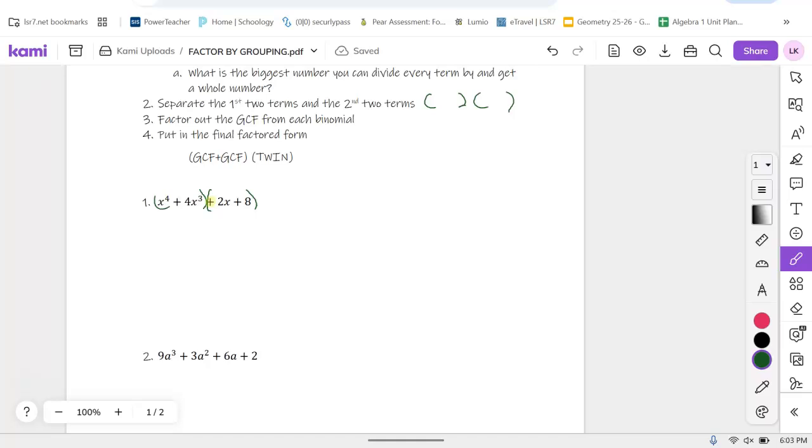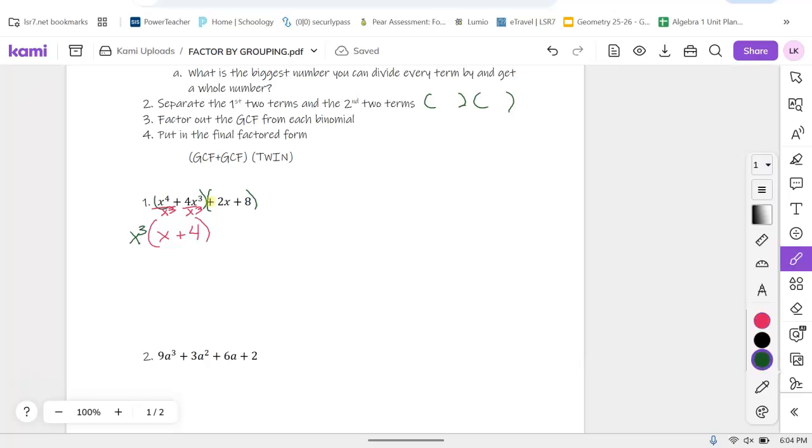So I'm going to just look at the first binomial. What is my greatest common factor of x to the fourth plus 4x cubed? There is a 1 in front of the x to the fourth, so I cannot take a coefficient out, but I can take x cubed. When I take x cubed out, I'm dividing each term by x cubed, and I get x plus 4. Remember, when you're dividing exponents, the base stays the same and you subtract your exponents.